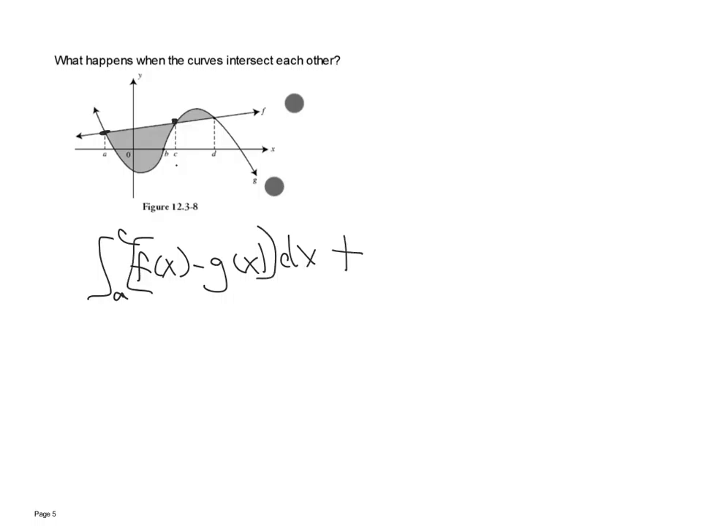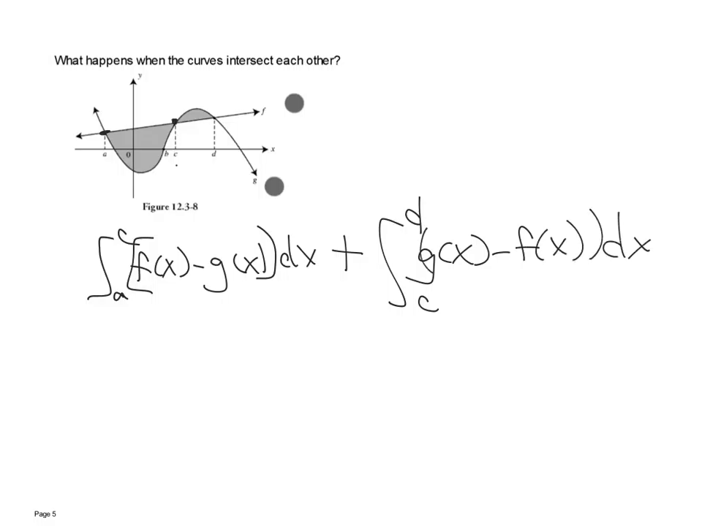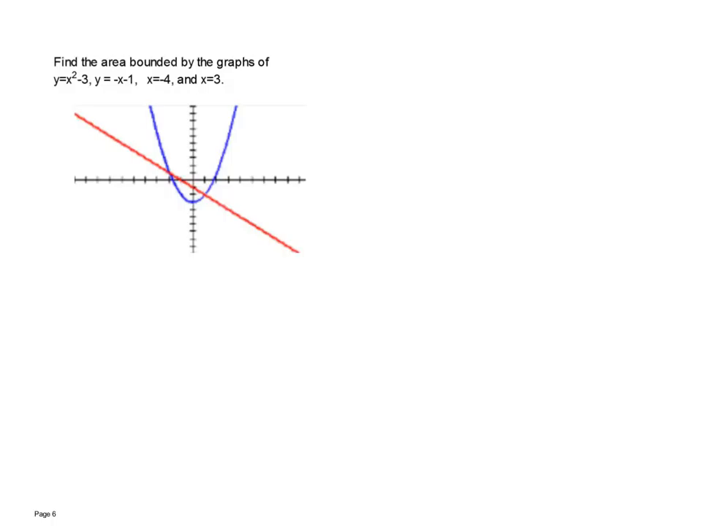But then we need to add on the area from C to D, but from there, g is on top. So now you need to do g of x minus f of x. So be aware, if you intersect more than once and you're asked to find area between curves, you need to do it in parts because the top curve isn't always the same on the entire interval. All right, so here's an example of that.